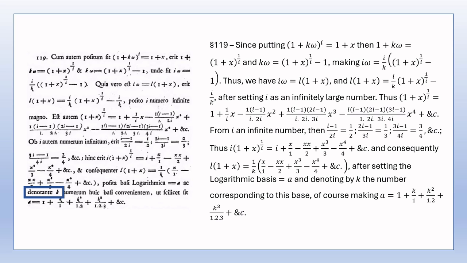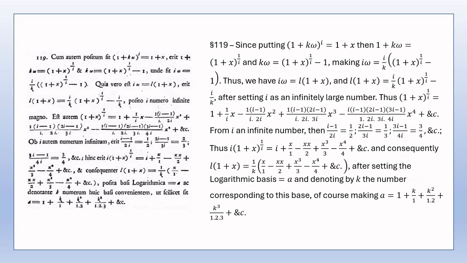Euler is deriving infinite series representations of exponential and logarithmic functions in section 119. As you may have noticed, he's giving very little consideration to the values for which these series are valid. And this is an important point to note because it's going to have certain consequences, which I'll talk about more later in the video.